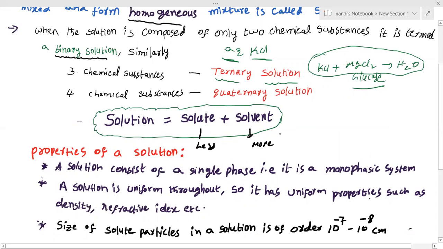Now the properties of solutions. You can see here that a solution consists of a single phase. Single phase is nothing but a homogeneous or monophasic system. Once the solute is dissolved in the solution, we can't identify the solute and solvent separately. It looks like only one phase. That's why we call it a monophasic system.